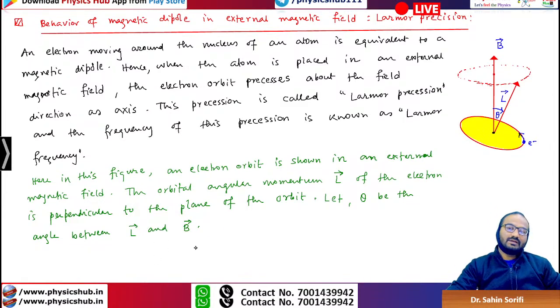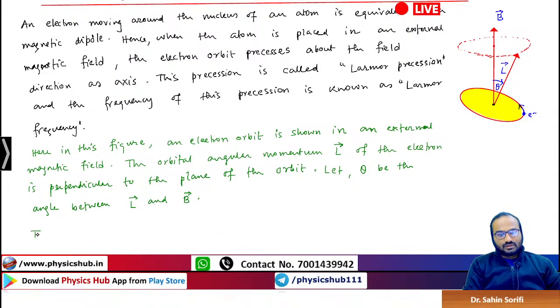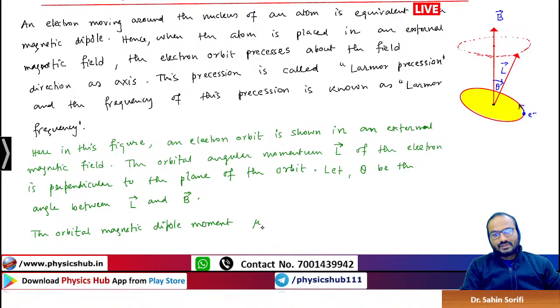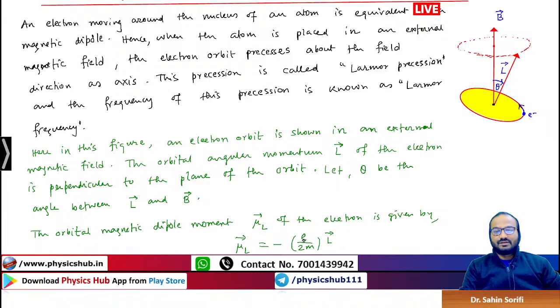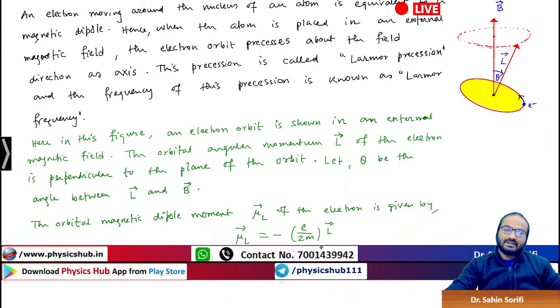So, in this scenario, what will be the orbital magnetic dipole moment of the electron? Not the spin, it is the orbital magnetic dipole moment. We have already derived that, in the last class. Mu L is equal to minus e by 2m times L. If you write in terms of the Bohr magneton, e h cut by 2m into L by h cut. This is the orbital magnetic dipole moment, and as you can see, the direction of mu L is opposite to the direction of L because of the negative sign.